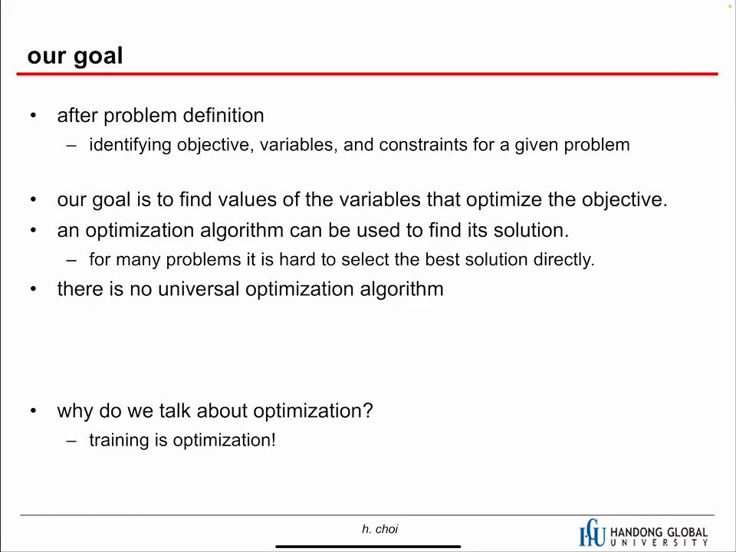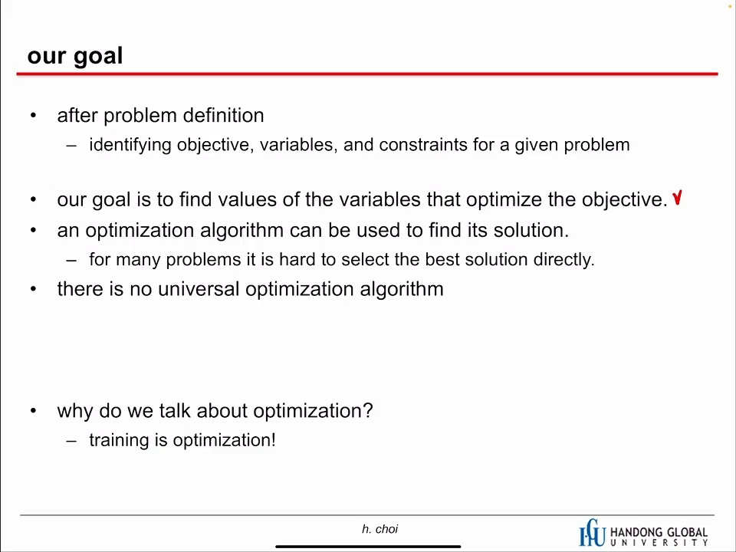That's the topic of this chapter. Okay, so here's our goal. After problem definition, which means after identifying the objective function, variables, and constraints for a given problem, for example, when we have a neural network, we define the neural network architecture. So we can define the parameters in the neural network. And then we can define the objective function like cross entropy or mean square error and so on. So now everything is formulated and defined. Then our goal is to find the values of the variables that optimize the objective function. This is what we want. And an optimization algorithm can be used to find the solution, obviously.